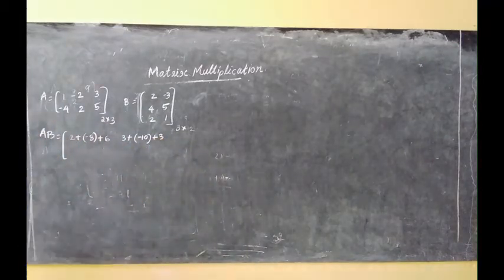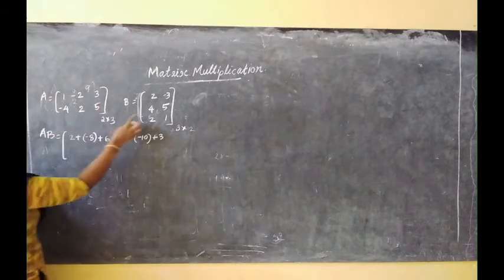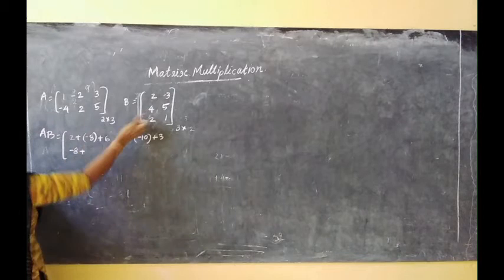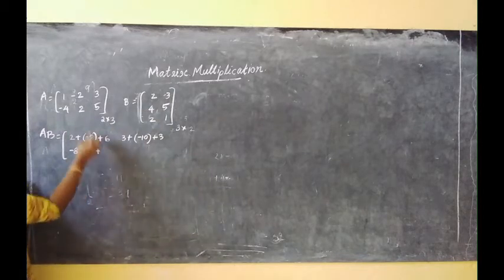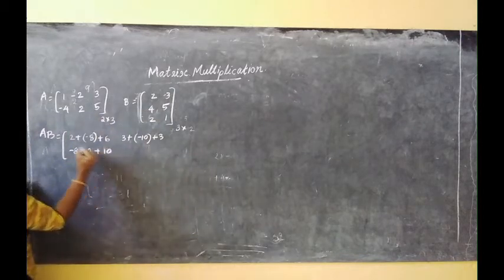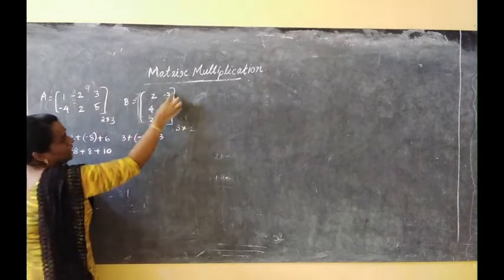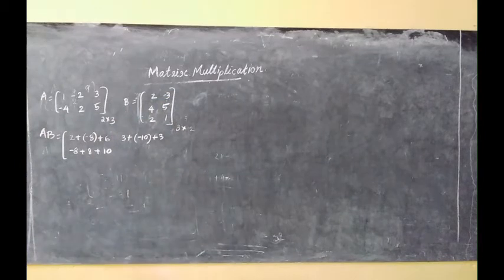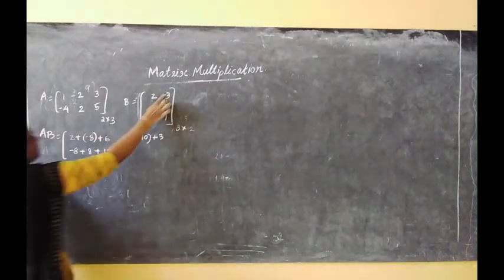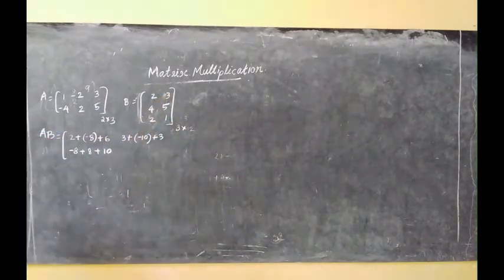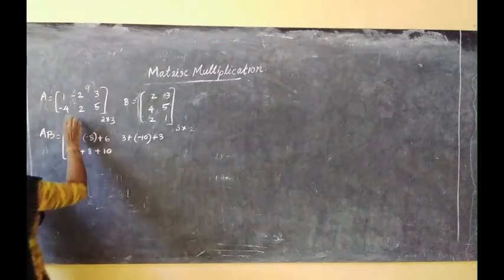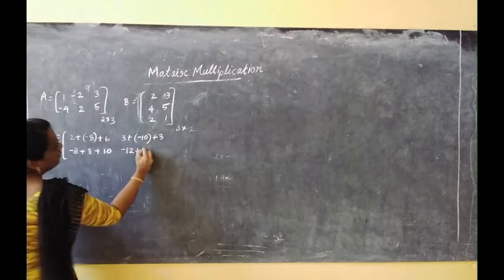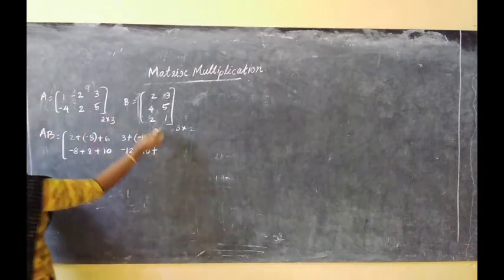Now we can move to the second row. Minus 4 into 2, minus 8. 2 into 4, 8. Plus 5 into 2, 10. Now second row by second column: minus 4 into 3. It is not minus 3, it is 3. Minus 4 into 3, minus 12. Plus 2 into 5, 10. Plus 5 into 1, 5.